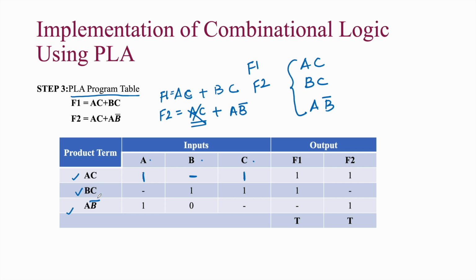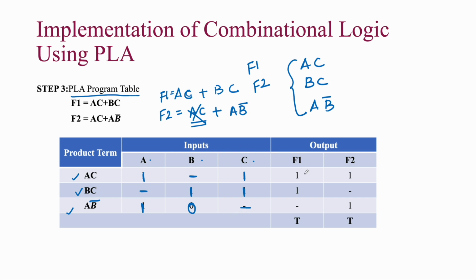Similarly, in the second product term BC, what are all the terms we have? We don't have A, we have the variable B, we have the variable C. Similarly, in the third term, we have variable A, we have variable B but in its inverted form, therefore we are marking with 0 because it is B bar. We don't have the variable C, therefore we are marking with the hyphen. So, based on the product terms, the variables available in each product term are being highlighted in the input table.